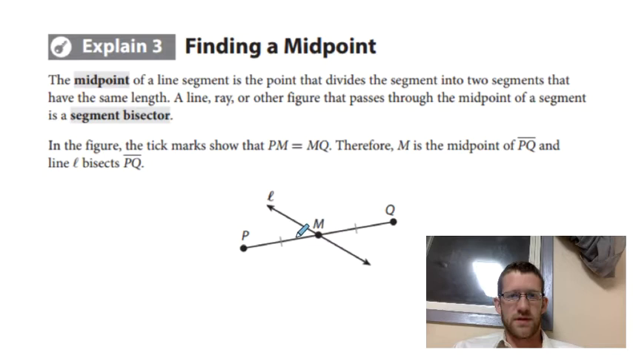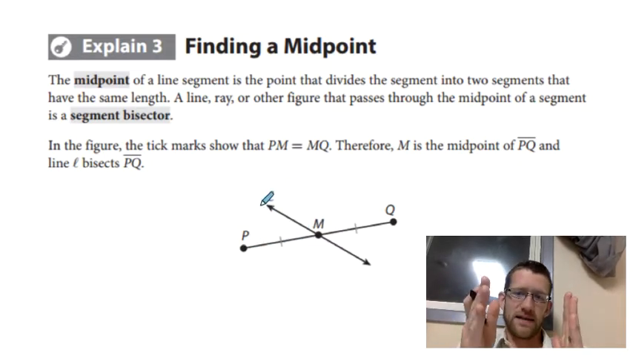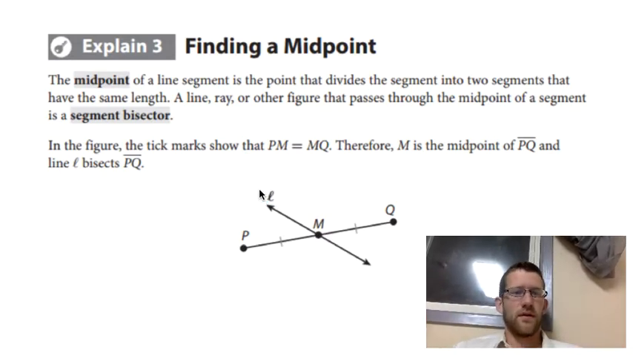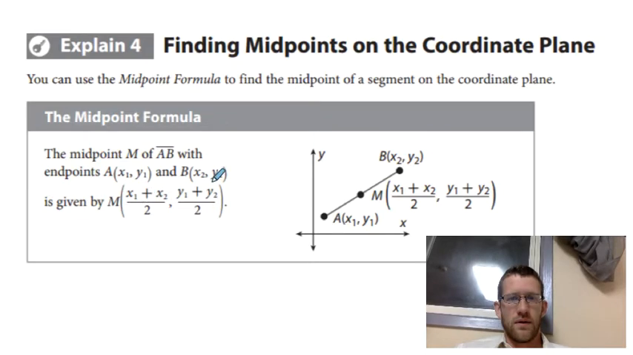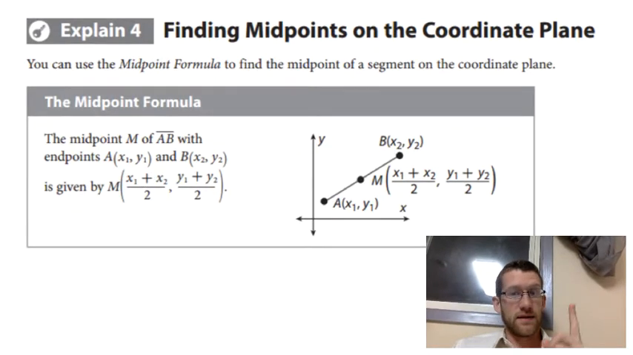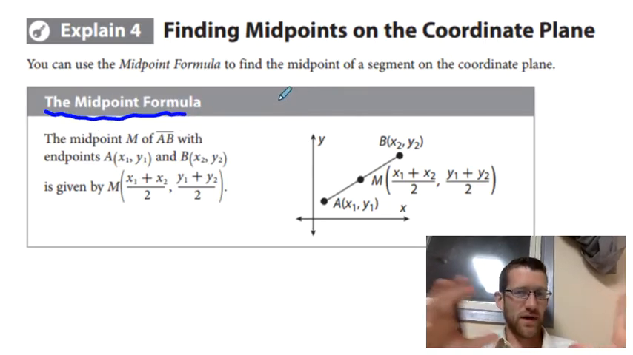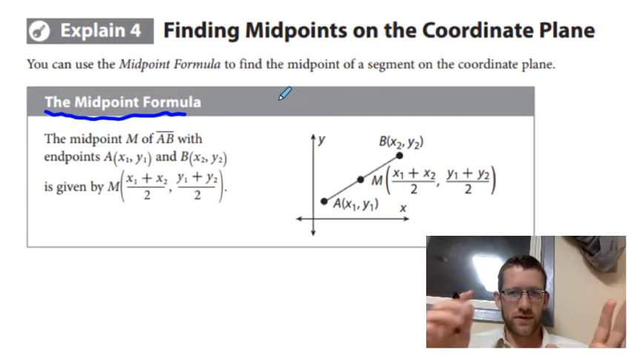using those tick marks. So line L, therefore, would be bisecting it, right? If I have two kids arguing over a piece of cake, I'm going to bisect the cake so they each get half. And that's what line L has done with segment PQ, bisected it in half. This leads us to our midpoint formula. This one is probably new, although it's pretty simple. It looks big and complicated right now. I promise you it's not.